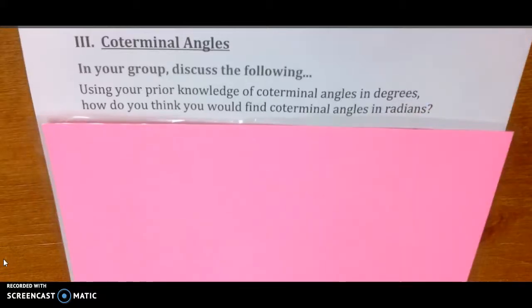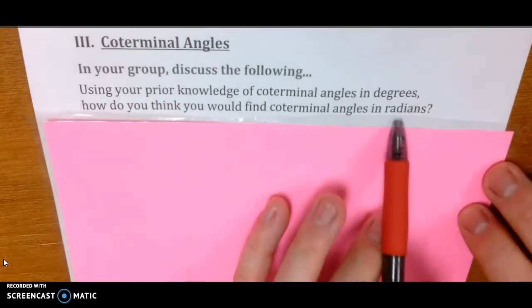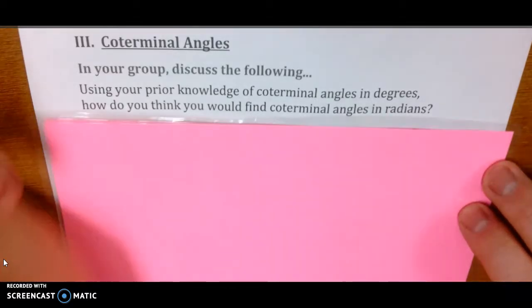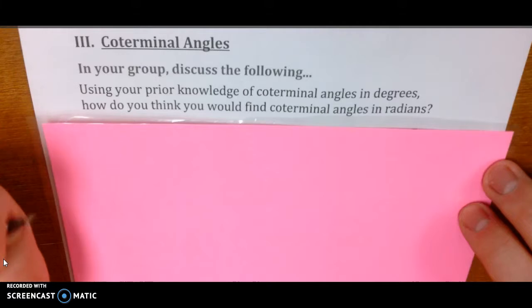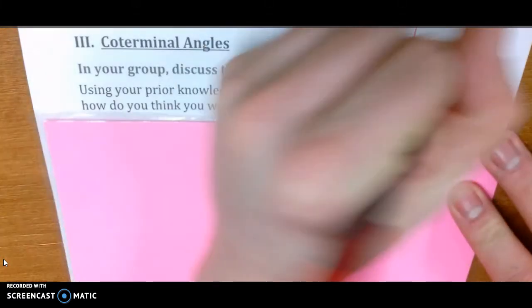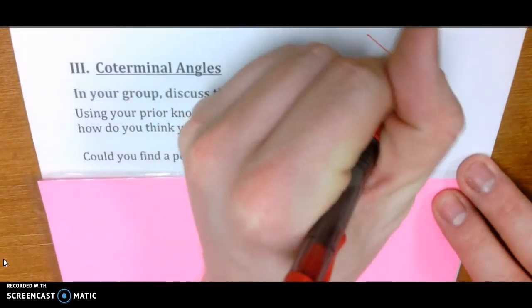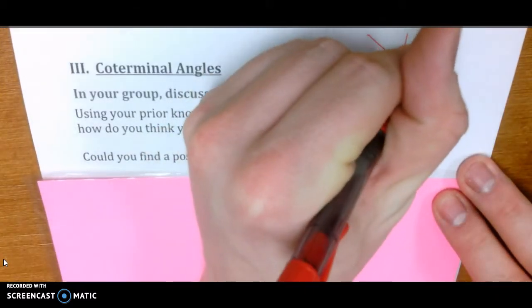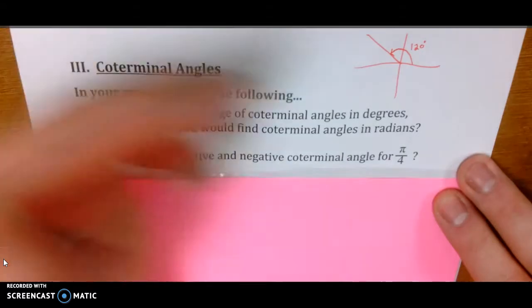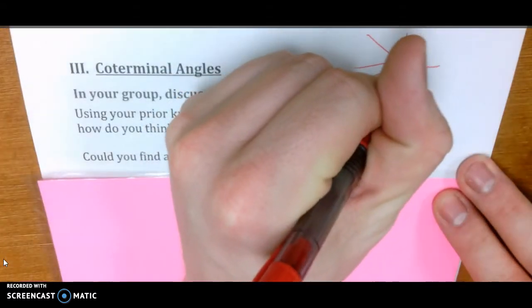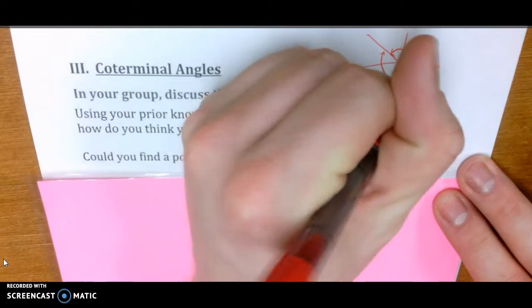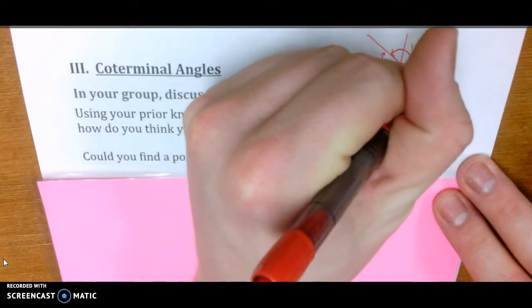For this lesson, we are going to be talking about coterminal angles. Specifically, though, for today, we're going to be talking about coterminal angles with regard to radians. Now, coterminal angles are two angles that would land in the same quadrant. So, for instance, if I draw a coordinate system here, and I say that that is a 120-degree angle, you could argue that that's the same as going backwards negative 240 degrees.